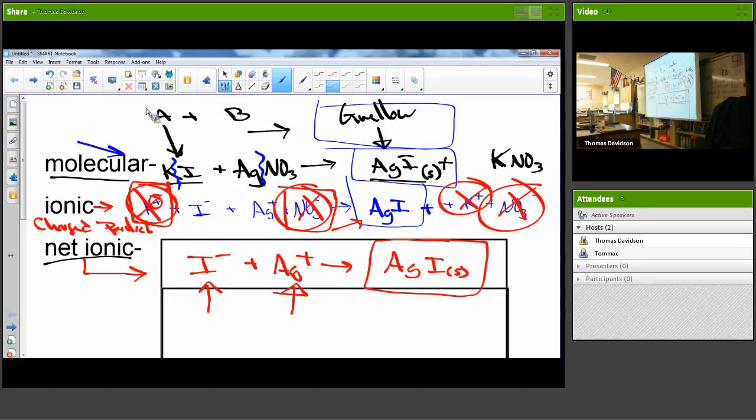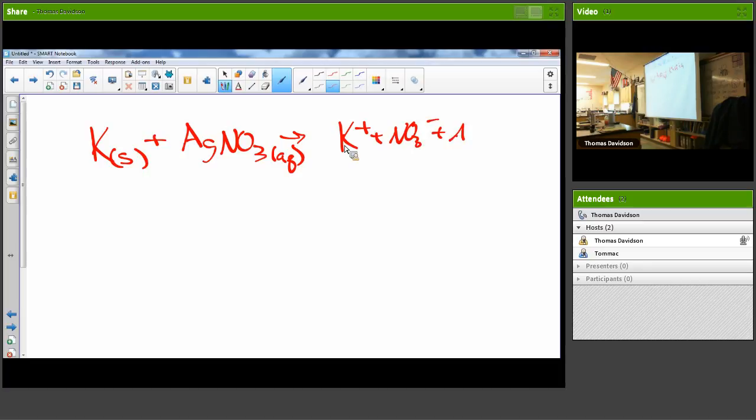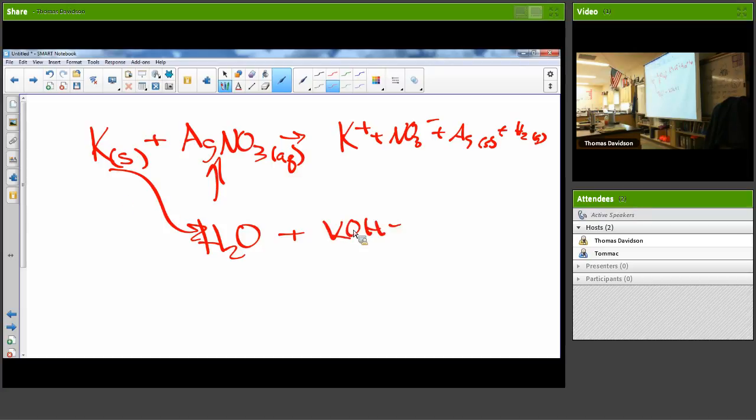If you add just K, not KI, to silver nitrate, would it have a single replacement reaction? Now this is aqueous, is that what you're saying? Okay, this would be super complicated. You would end up with K plus NO3 minus plus Ag solid plus hydrogen gas. Because in solution, this is really surrounded by H2O. And when K reacts with that, it makes KOH plus H2 gas and heat and light, and it explodes. So this would actually be pretty fun to do, but it'd be pretty complicated.